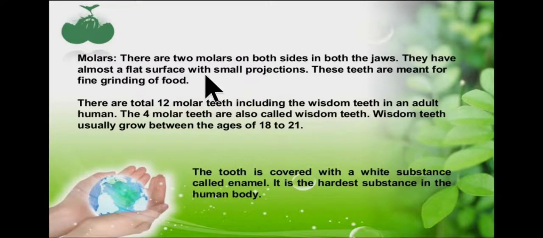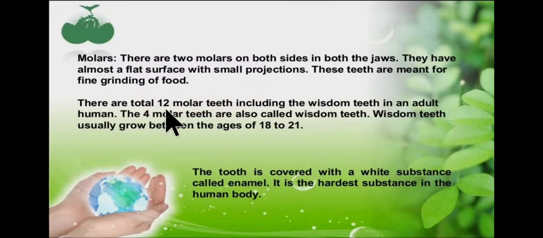And the last comes molars. There are two molars on both sides in both the jaw. They have almost a flat surface with small projections. These teeth are meant for fine grinding of food.